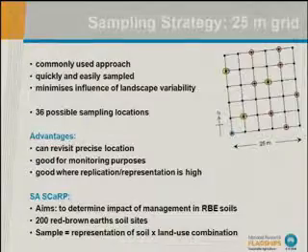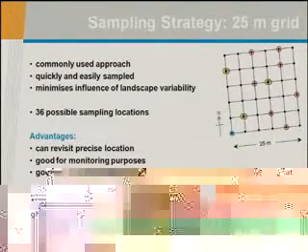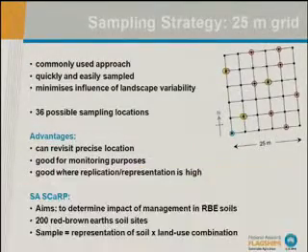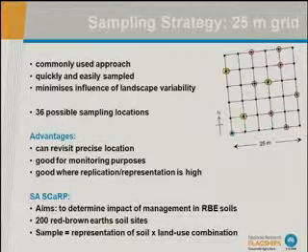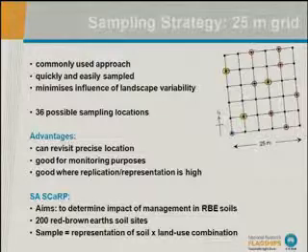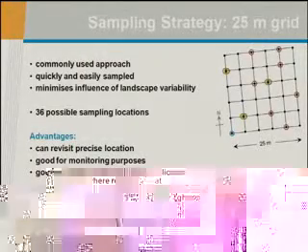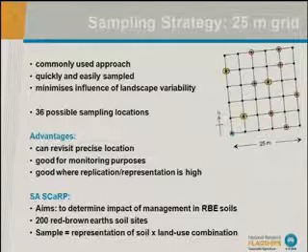The advantages of this grid type approach is that we can go back and revisit the precise locations. It's good for monitoring purposes, so we can go back to that landscape. We've minimised the landscape variability, and it provides a good data set where we have high replication or high representation.